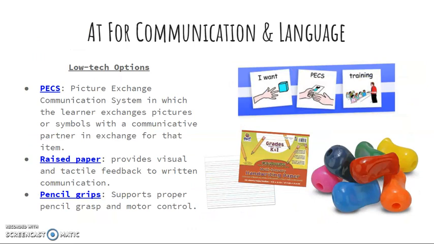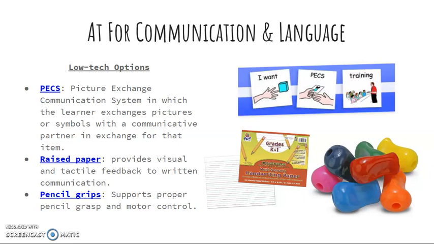Assistive technology for communication and language can come in low-tech options. Some common low-tech options include PECs, raised paper, or pencil grips. PECs is the Picture Exchange Communication System. It is an EBP in which the learner exchanges pictures or symbols with a communicative partner in exchange for that item. PECs is relatively inexpensive to create and make, however it does require specific training that can be very expensive.